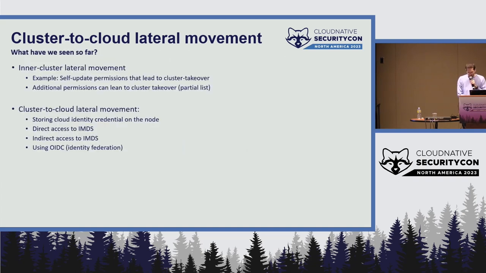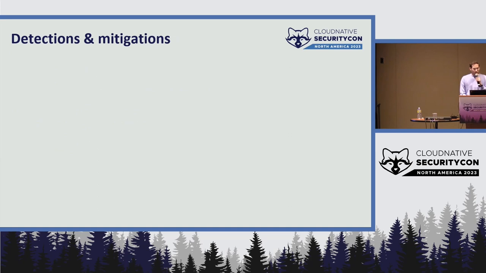So this is what we saw so far. We talked about inner cluster lateral movement, and we talked about cluster to cloud lateral movement. And now let's talk about how we can detect and prevent those techniques. All right, so we'll start with detection. We'll talk about detections and mitigations.